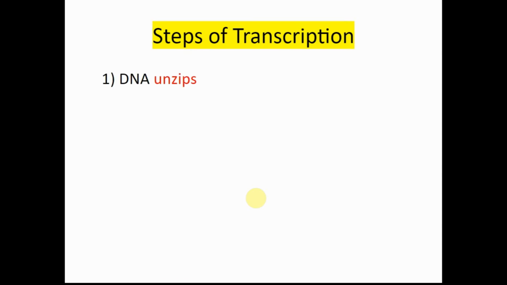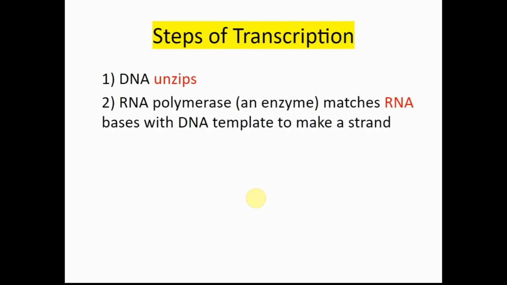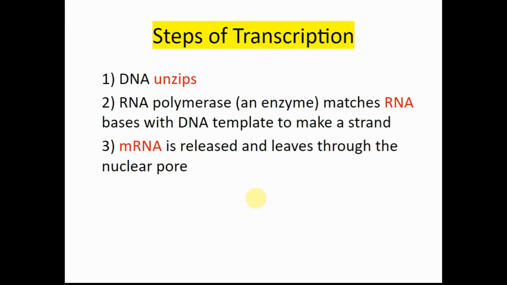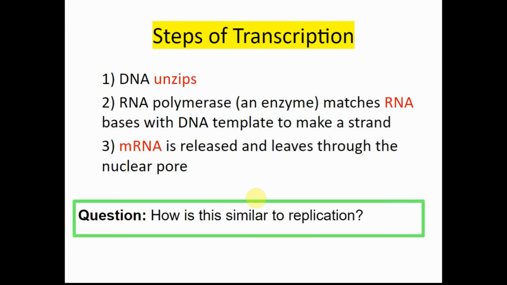All right, so first we need our DNA to unzip, just like it does in DNA replication. And then RNA polymerase, which is a new enzyme, is going to pull in free RNA nucleotides and match them up with nucleotides on one of the parent DNA strands to create an RNA chain. Once we've made our mRNA chain, it is released and it leaves the nucleus through the nuclear pore. This is similar to replication because the DNA has to unzip and because an enzyme is used to pull in free nucleotides to build a chain.